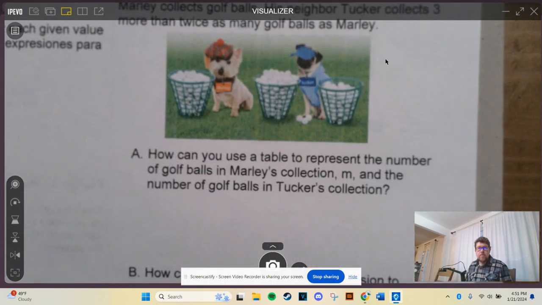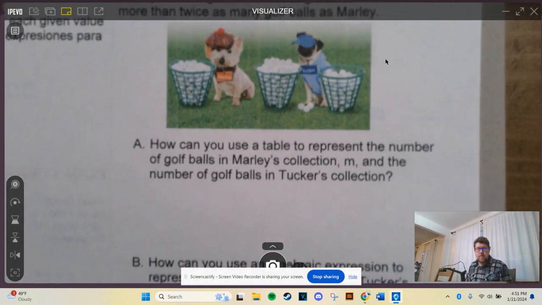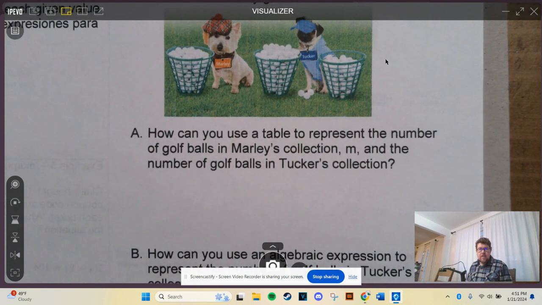Okay, so what we're going to do is use a table to represent the number of golf balls in Marley's collection M and the number of golf balls, or I should say T, in Tucker's collection.